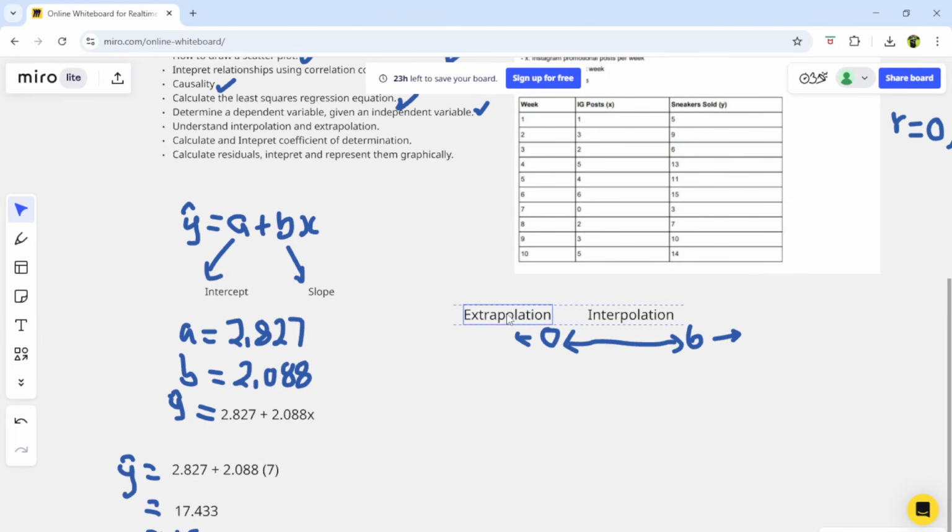Just gonna move it this side, and then I'm gonna copy and paste it to this side.